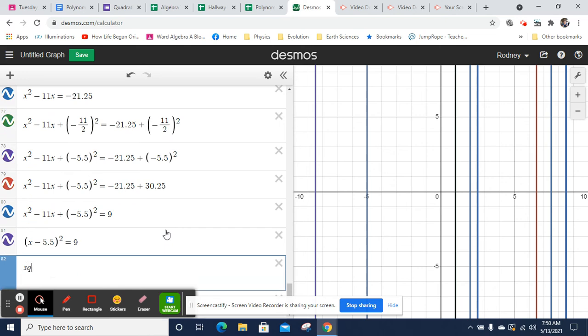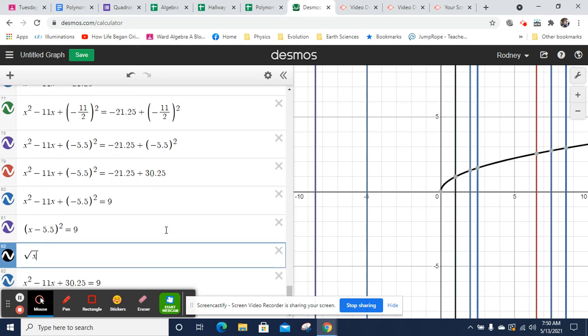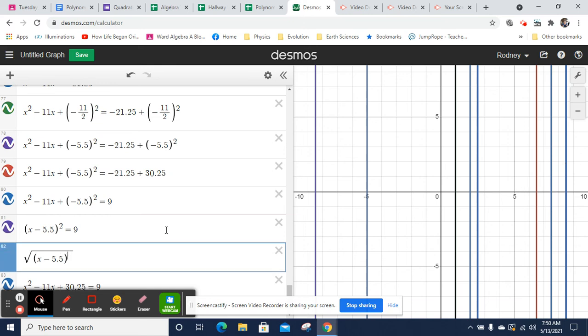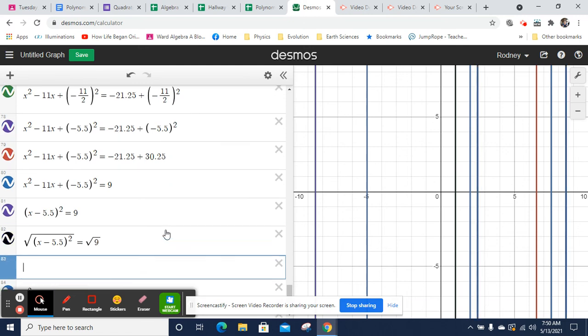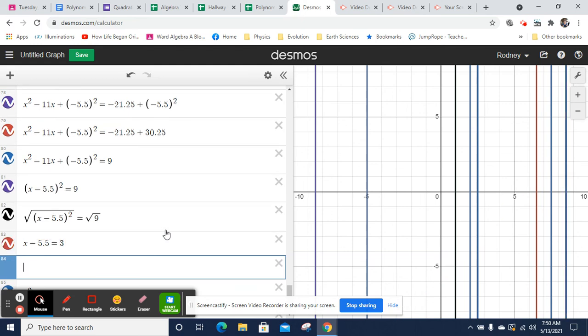And if you figured out that it's to get the square root of both sides, you are right. Okay, and that's going to be the square root of 9 over here. And then we just got to figure out the square root to both sides. The left side is just x minus 5.5 because square root cancels a square. And the right side is 3 and negative 3.